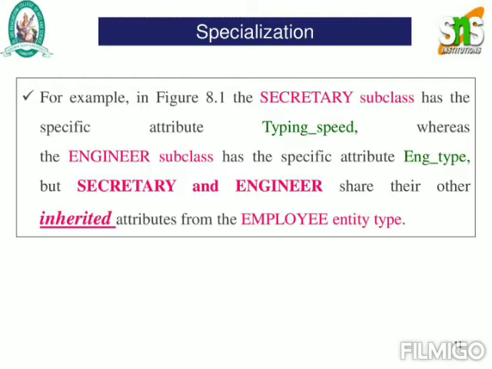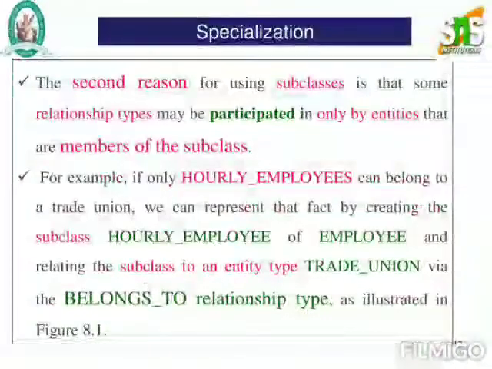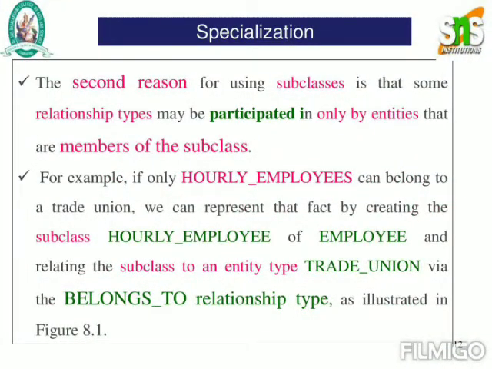The second reason for using subclasses is that some relationship types may be participated in only by the entities that are members of the subclasses. For example, if hourly employees can belong to a trade union, we can represent that fact by creating the subclass called hourly employee of employee and relating the subclass to the entity type called trade union by using a relationship called belongs to.